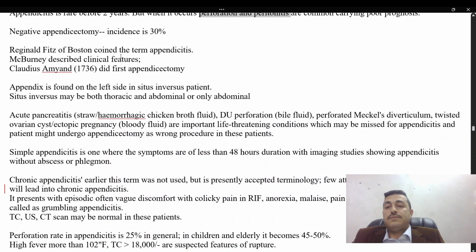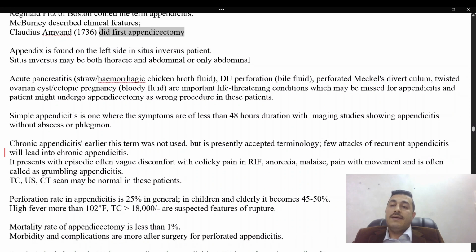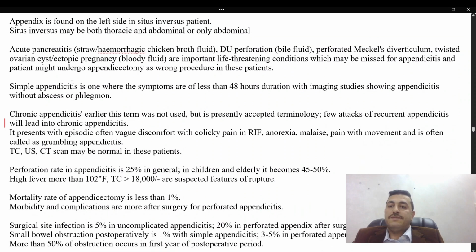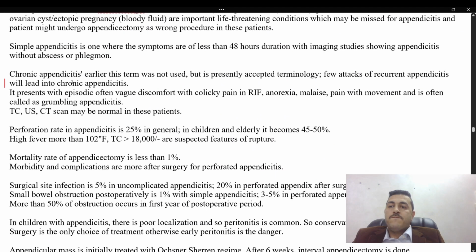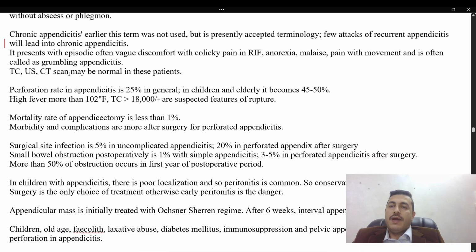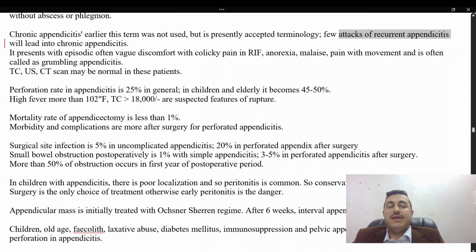reviewing your study. Here is about McBurney described the first clinical. This is Amyand who did the first appendectomy. We said about situs inversus, it will be in the left. Here, chronic appendicitis, this term was not used in the past. Now it's used to describe a few attacks of recurrent appendicitis, especially in non-obstructing type, will lead to chronic appendicitis.